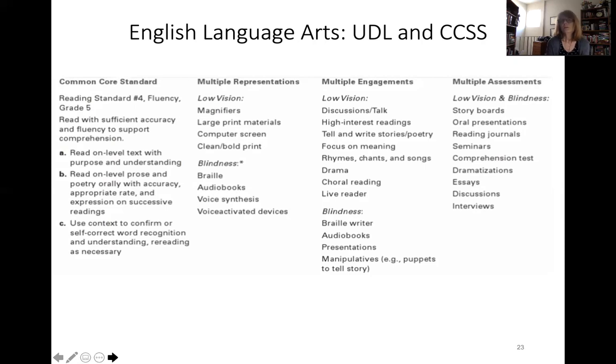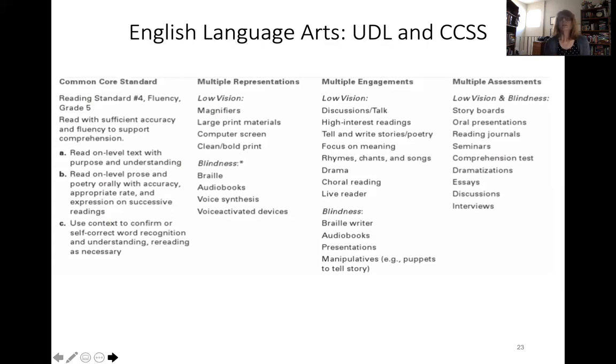When you talk about a student who does not have sufficient vision to be able to read print, the options are things like Braille, audiobooks, a voice synthesizer, or some sort of voice-activated device. That's how we represent the print in order to provide them a way to show us how to read with accuracy.